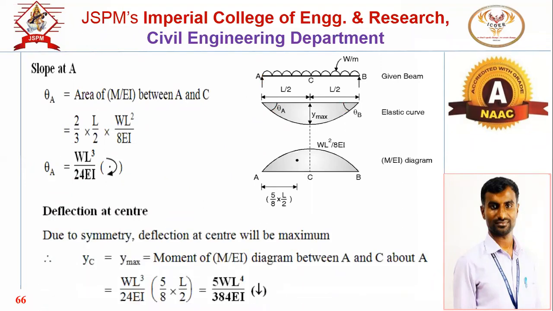Next, for the deflection at C. Due to the symmetry, deflection will be maximum at the center. If you consider the A to C portion, we want the moment of this area. The area we have already calculated, that is WL cube by 24 EI. Now we want the moment about point C. That will be 5 by 8 into L by 2. Moment of area is area into the perpendicular distance. So that will be 5 WL 4 divided by 384 EI.